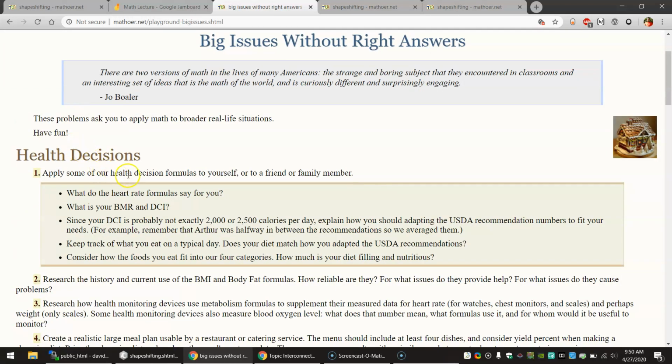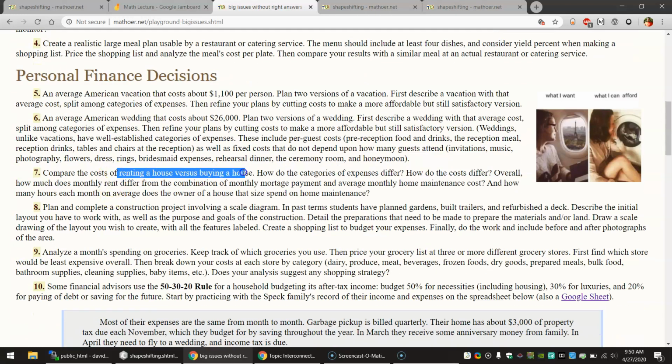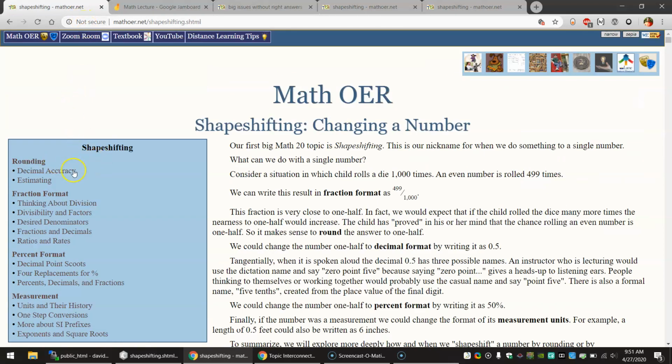If you're using some health formulas, then your weight won't be the same from day to day. If you are planning a vacation, then vacation costs differ. The price of gas will be different at each gas station. The price of your motel or hotel will change each night. If you're renting a house or buying a house, then your utilities won't be the same from month to month often, and so on. So we just have to pick numbers that represent the situation as best we can. We are forced to estimate. So that's why we talked about estimating in the rounding section.